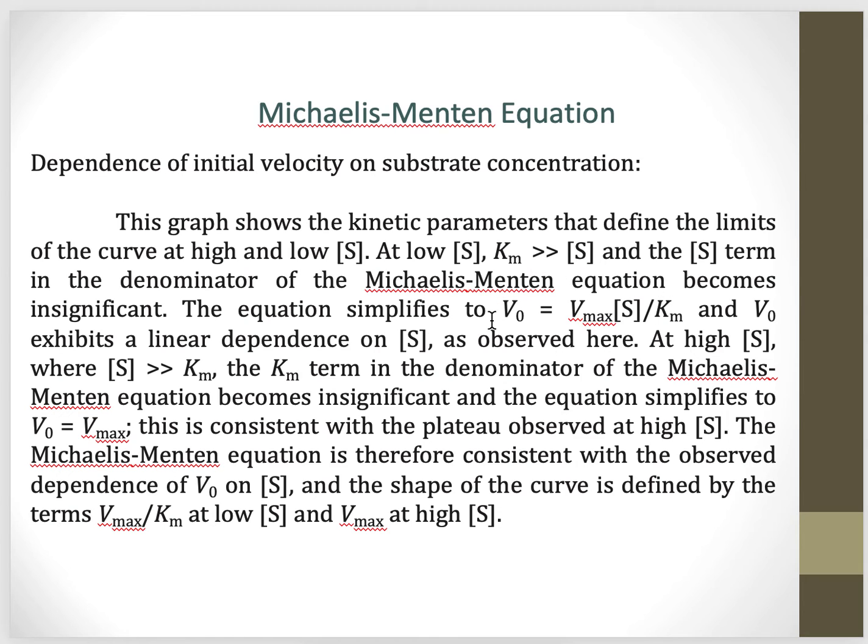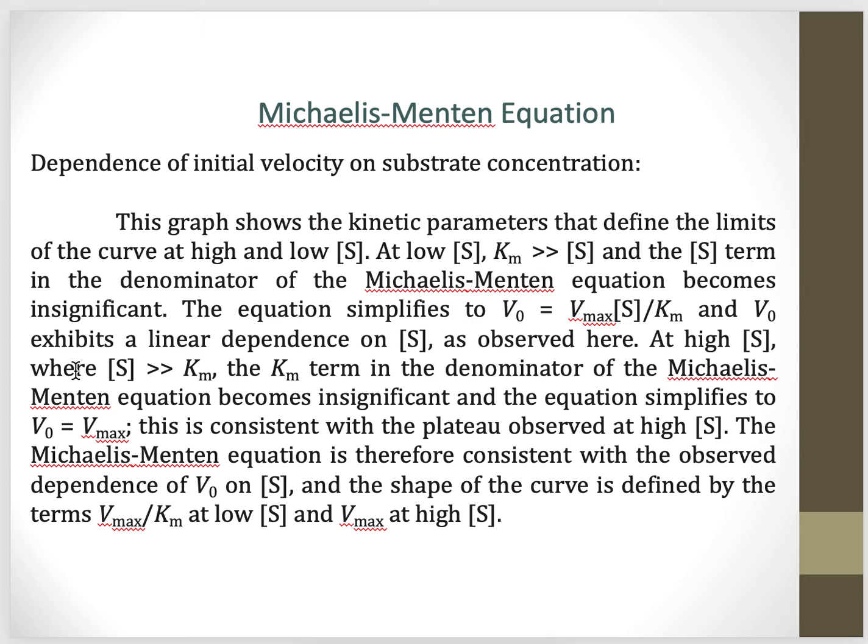From this equation, we know that V0 depends on three parameters: Vmax, S, and Km. Here, the only variable is substrate concentration. That means V0 has a linear dependence on the substrate concentration. If the substrate concentration increases, V0 will increase. If the substrate concentration decreases, V0 will decrease. Now this was when the substrate concentration was low. What will happen when the substrate concentration is high?